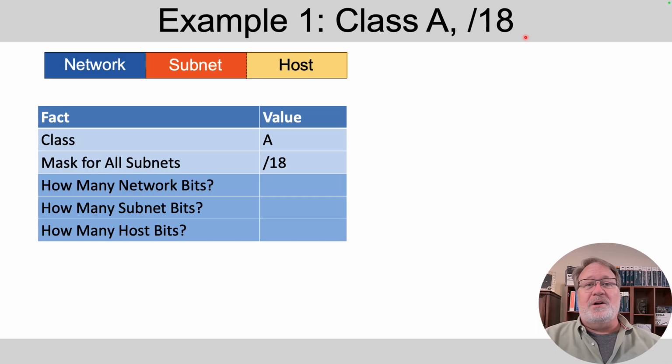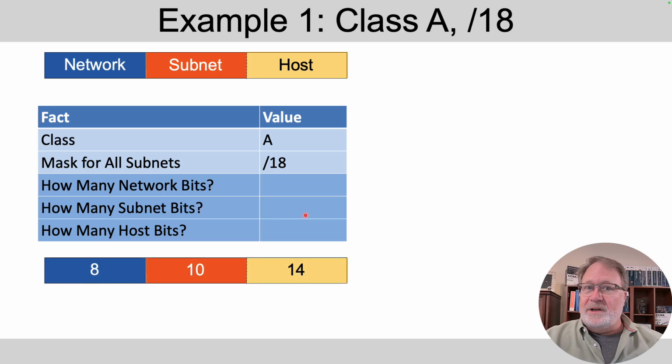So the questions I'd want you to answer are, how many network bits are there? How many subnet bits? How many host bits? In other words, what's this structure? And from there, you can calculate the number of subnets created and the number of hosts per subnet. So rather than just write numbers in this table, I'm going to re-show the structure, but now with 8, 10, and 14 bits in those fields.